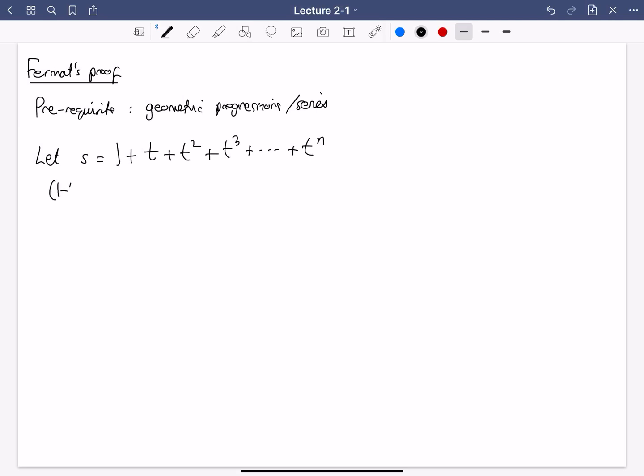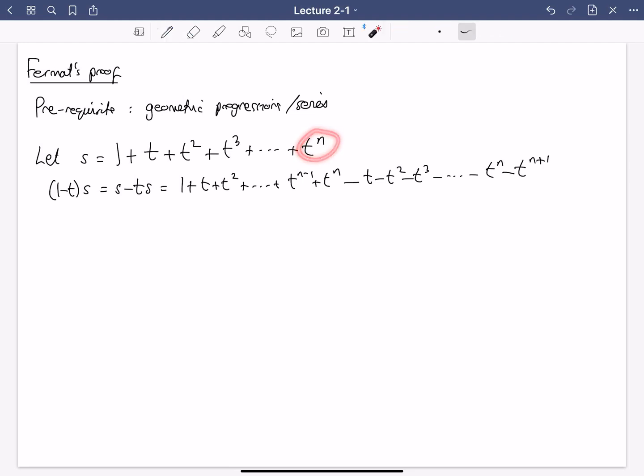And then the observation that lets you calculate this rather easily is if you multiply S by 1 minus t, so if you FOIL that out, that's S minus tS. And S is 1 plus t plus t squared up to t to the n minus 1 plus t to the n. And then I've got to subtract tS. Well, t times S is t plus t squared, t cubed, and so on, t to the n minus 1 times t is t to the n, and then the last one is t to the n plus 1, right? That's coming from that t to the n times t.